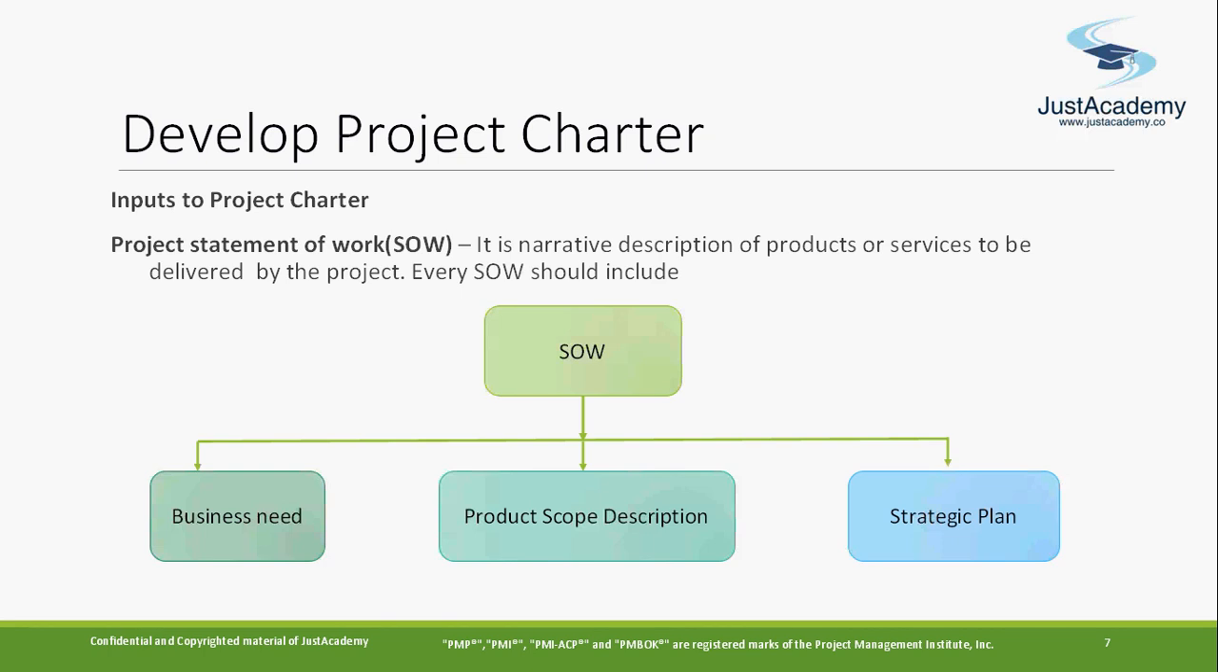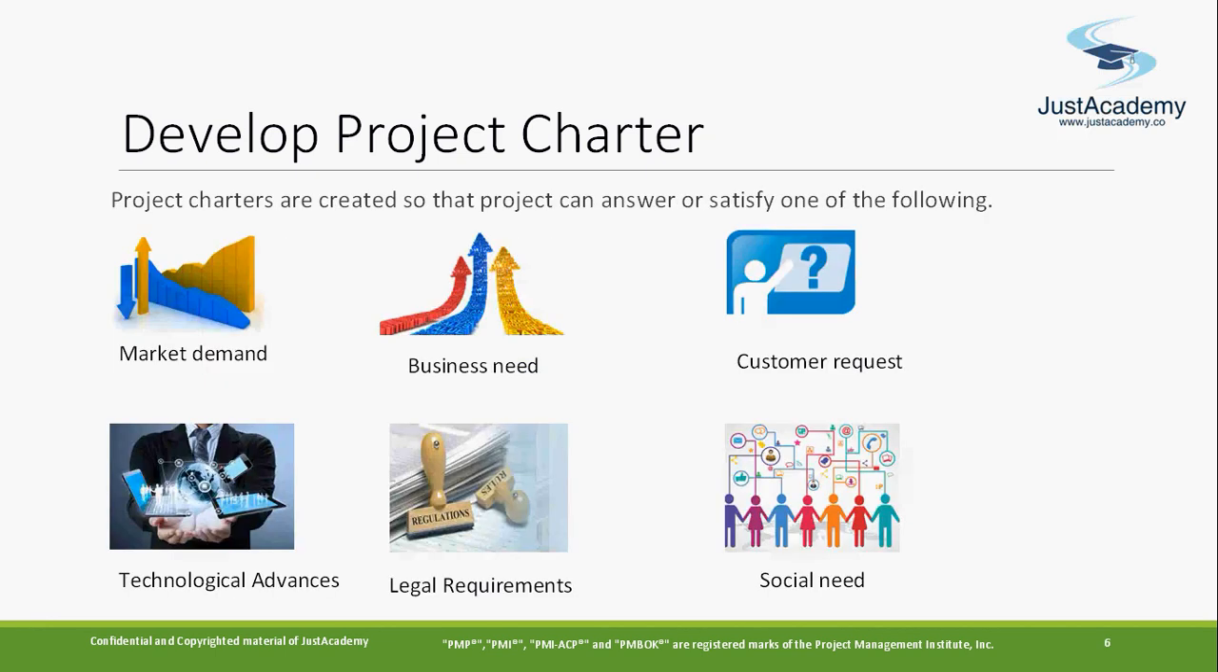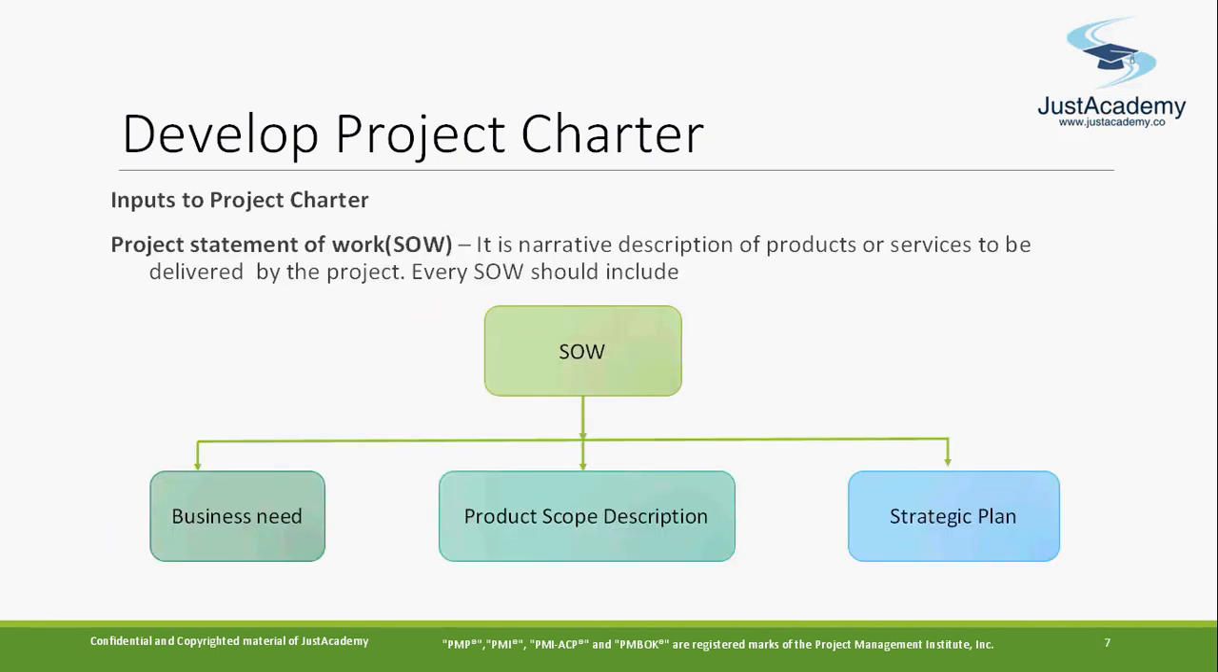One of the inputs of this project charter is the project statement of work, which we normally call the SOW. It normally consists of these things: business need, product scope description, and strategic plan. Have you ever seen a SOW sometime in your real life? Yeah, I've seen. Oh, good.